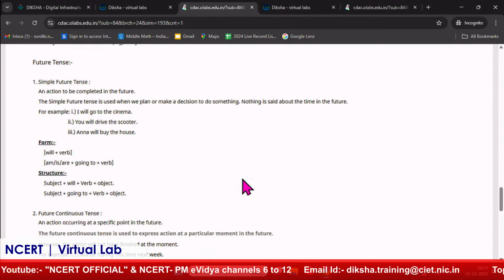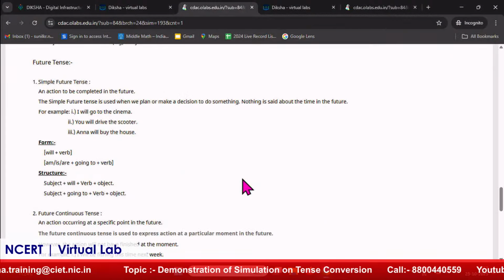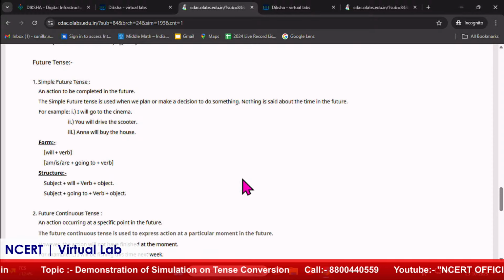A simple future tense is an action which has to be completed in the future. And it's not a matter of habit, something that has to just happen in the future. I will go to the cinema, you will drive the scooter, Anna will buy the house. These are the examples given over here. The structure will be subject plus will, or whatever form of the future tense we are using, would, verb and object.